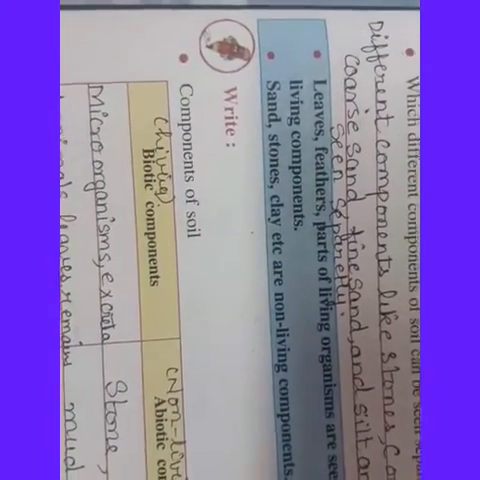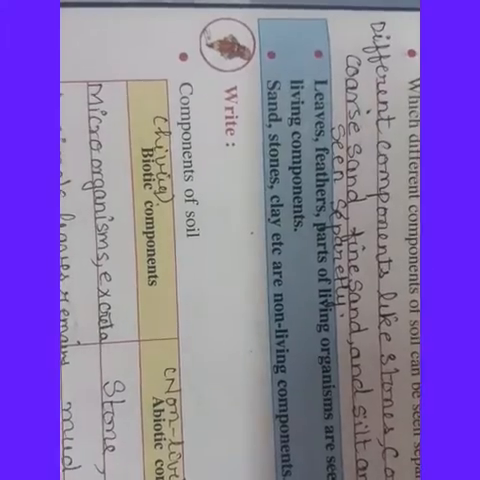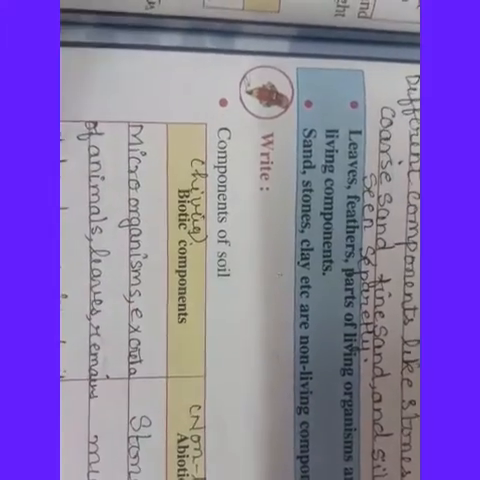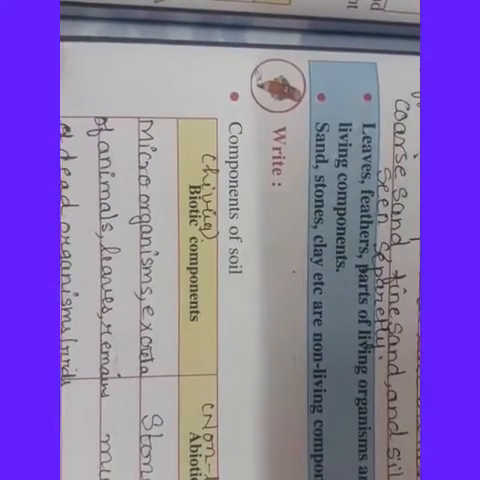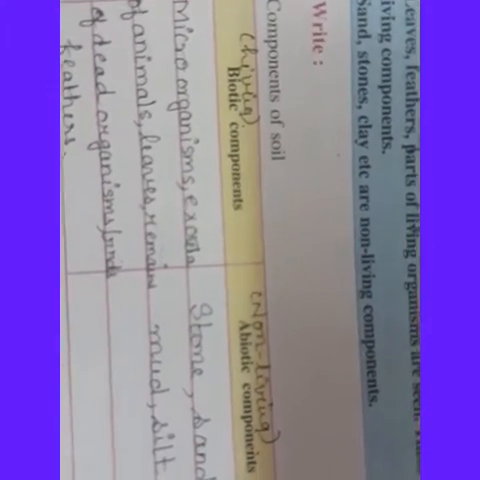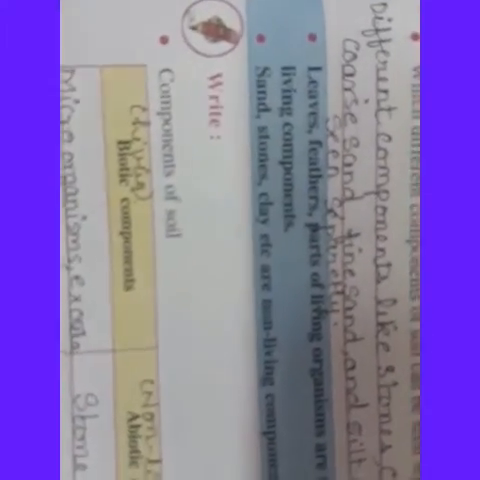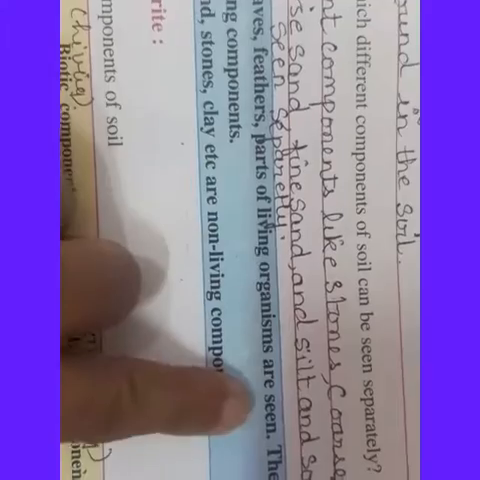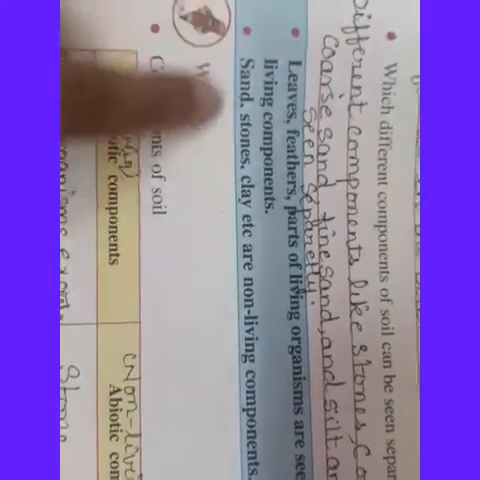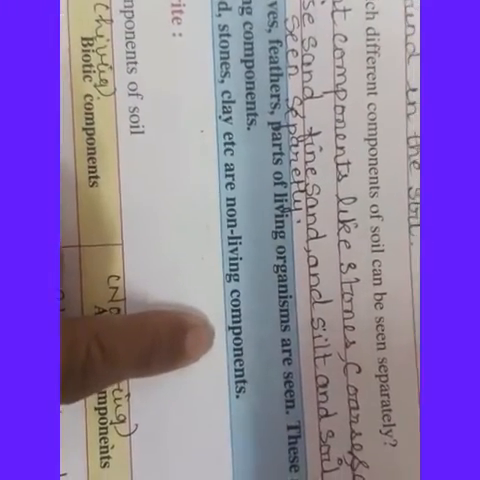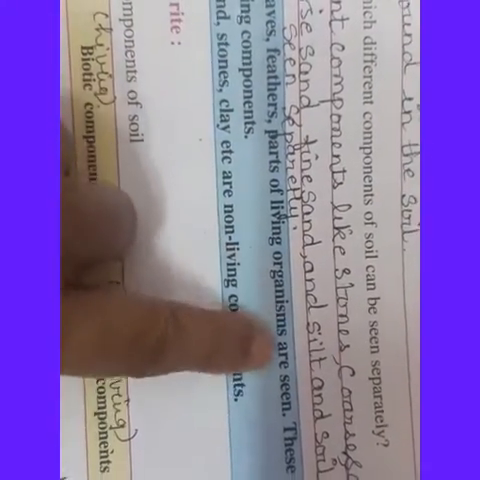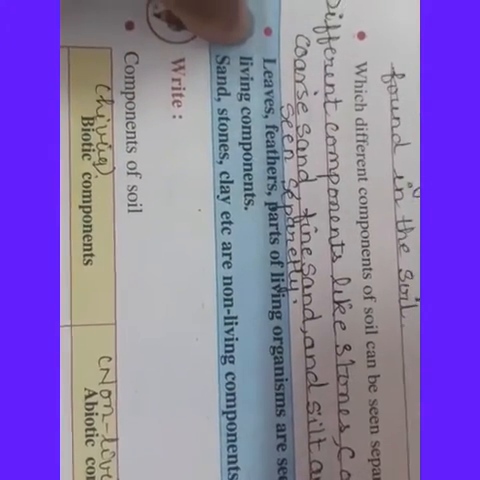Now there are two types of components that are present in the soil. One is the biotic, another is the abiotic components. Now biotic components include all the living organisms, जो कि living organisms में से हमको मिलते हैं, those are the biotic components, and abiotic is totally non-living things like stone है, mud है, silt है, वो सब abiotic में आता है. So leaves, feathers, parts of living organisms are seen. These are living components. Sand, stone, clay, etc. are non-living components. So all these non-living components come under abiotic components, and the leaves, feathers of the birds, then parts of the living organisms, all these are the living components, which are called the biotic components.